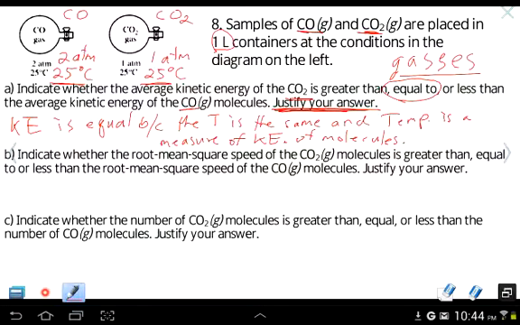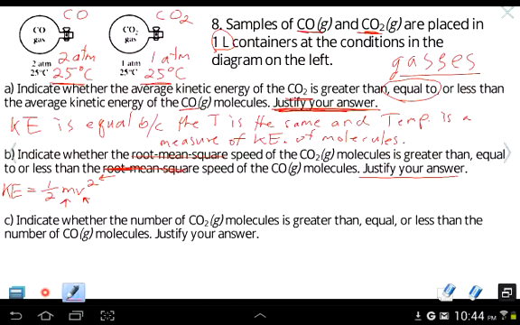Question B goes a little deeper into this idea. It says indicate whether the root mean square speed of the CO2 molecule is greater than, equal to, or less than the root mean square speed of CO molecules, again justifying the answer. Just ignore the root mean square wording and think of the speed. It's asking which molecules are traveling faster. Kinetic energy is the same, but kinetic energy from physics and from our chapter 10 is 1/2 mv squared. This is the equation used for moving objects, and because particles are moving objects, we can use this. The square in root mean square comes from this 1/2 mv squared.